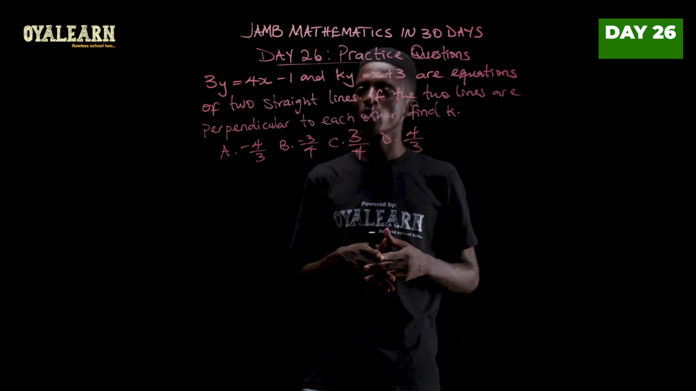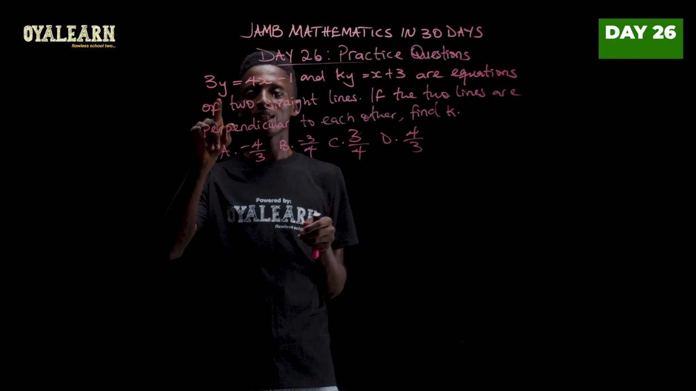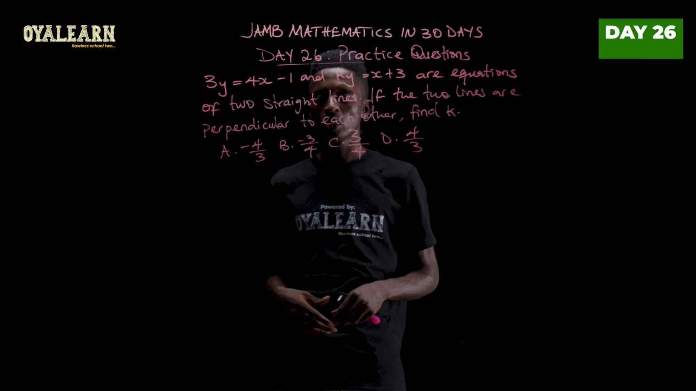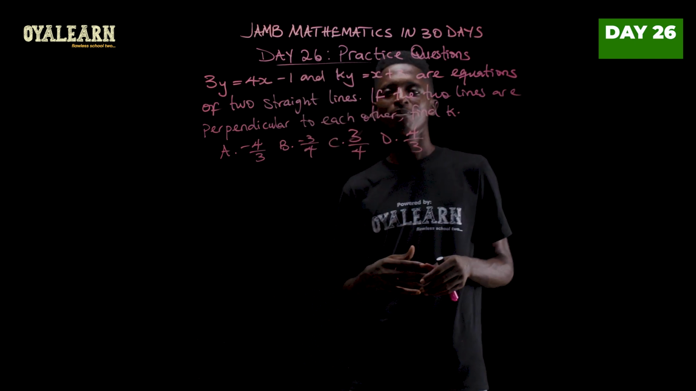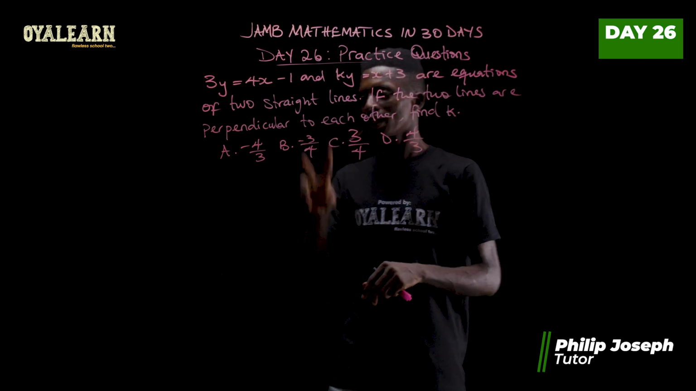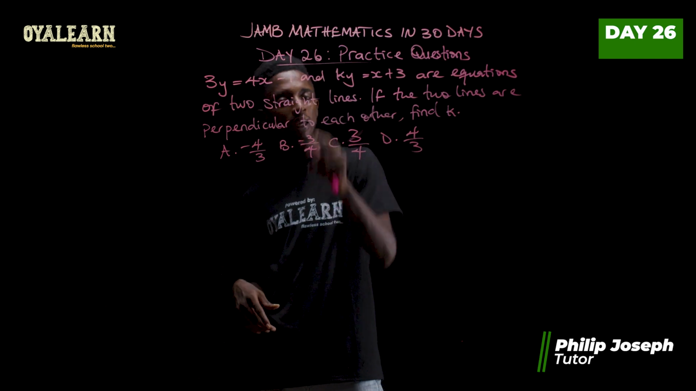Now in this question, we are told that two lines are represented by these equations. There are two straight lines. The first line has the equation 3y equals 4x minus 1, and the second line is ky equals x plus 3. The two straight lines are perpendicular to each other, so we have to find the value of k.